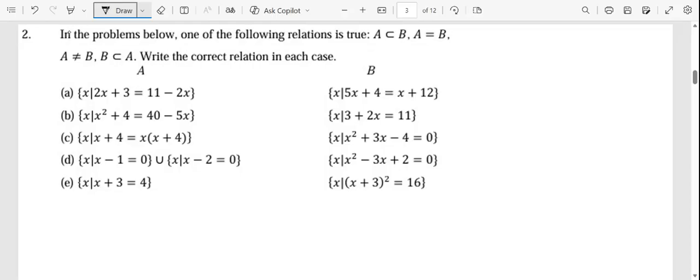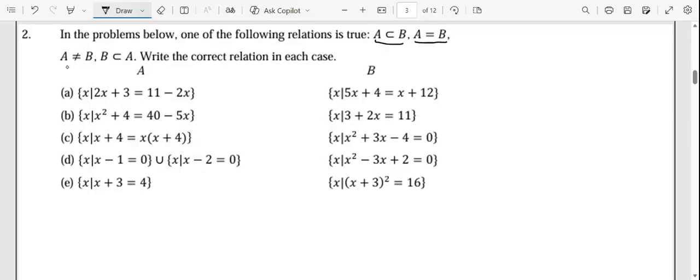Sure. So what you are going to do here: the question says in the problem below, one of the following relations is true. So we can have a condition where A is a subset of B, and also A is equal to B, and again A can't be equal to B or B can't be equal to A, and again we can have a situation where B is a subset of A. What do I mean when I say subset?